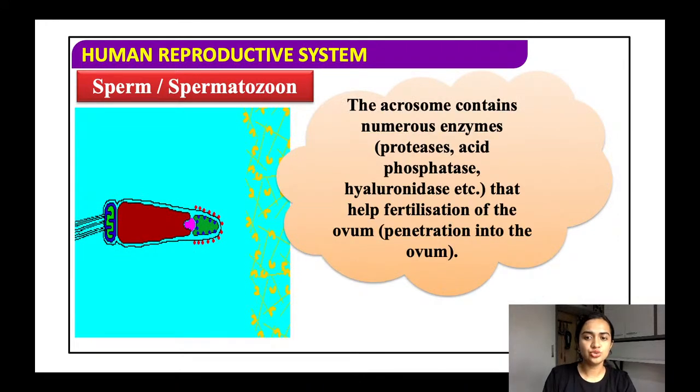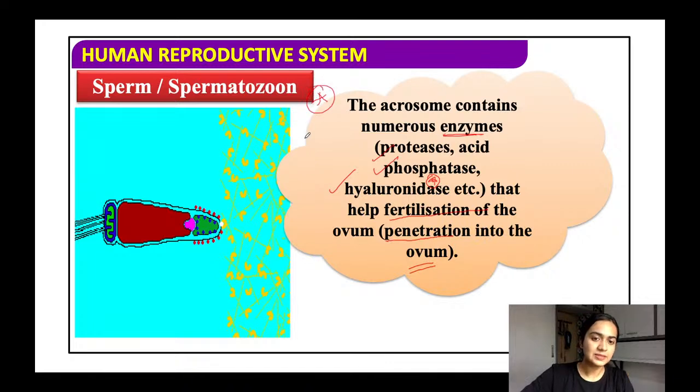Now it also has 2 centrioles, and before that, why is this acrosome necessary? Because it has many enzymes. This includes protease, phosphatase, and hyaluronidase, which help in fertilization, especially hyaluronidase. This is required for the penetration of the sperm into the ovum. All these enzyme names and their functions are very important.